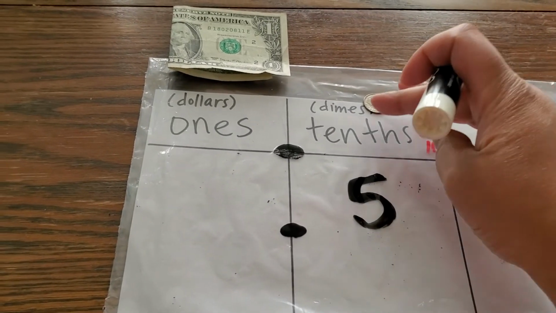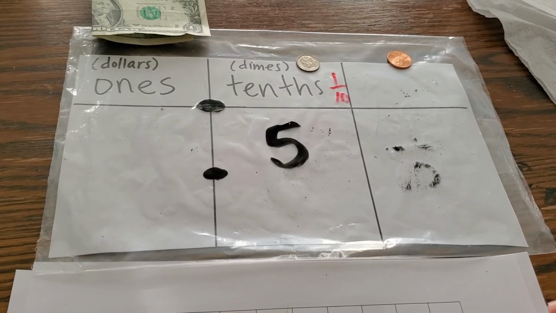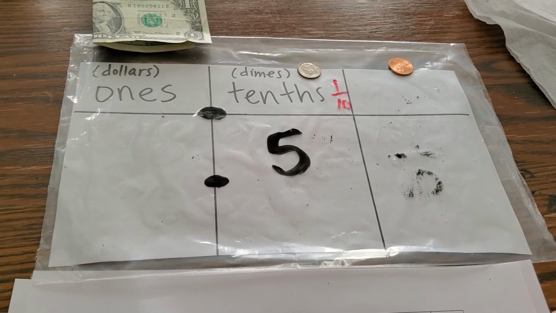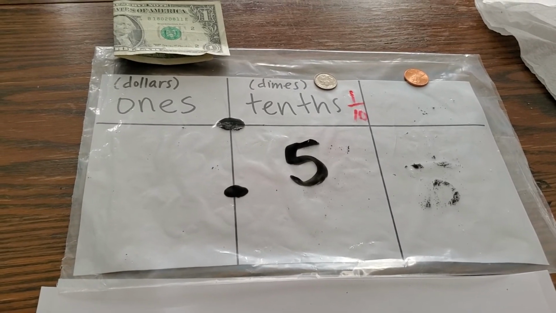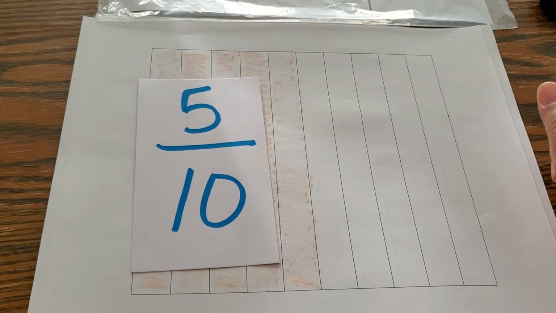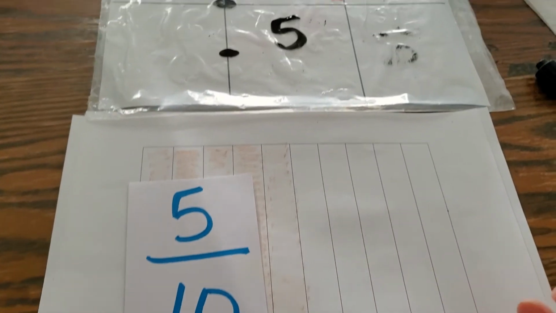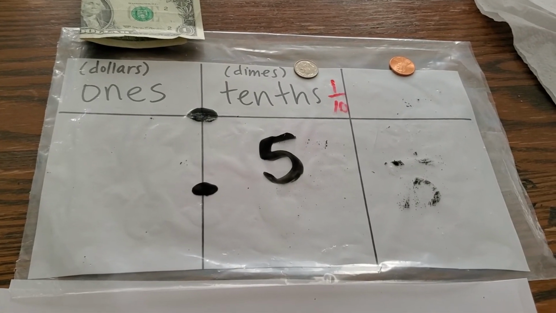That's why I've got my handy dandy dime right there so you can recognize the difference. Okay, so 5/10 would go there. So that would be the equivalent. Your image is 5/10. I wrote 5/10, and then you've got 5/10 on your place value chart.